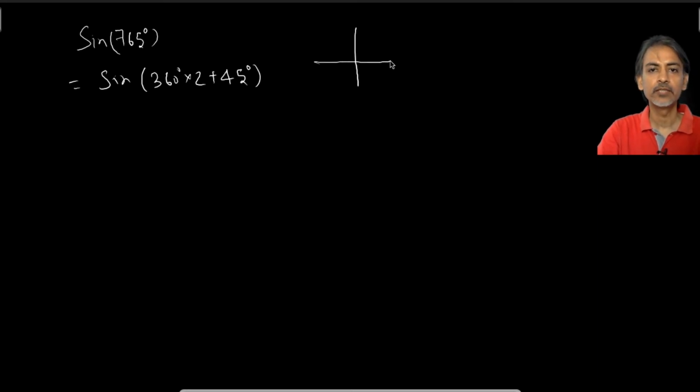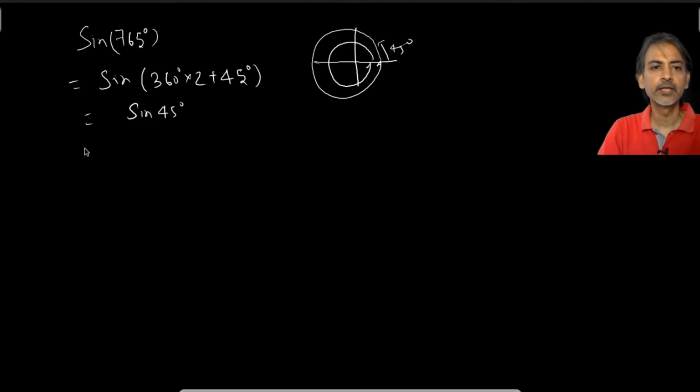Because as we discussed, sine theta would be repeating after every 360 degrees, right? So we can come back to the same place when we take 2 rotations. After 2 rotations, we will be back at the same place, and then we can go in this direction with 45 degrees. So now what we get here is sine 45 degrees, and you know the sine 45 degrees value is 1 by root 2. So this is the 6th problem.